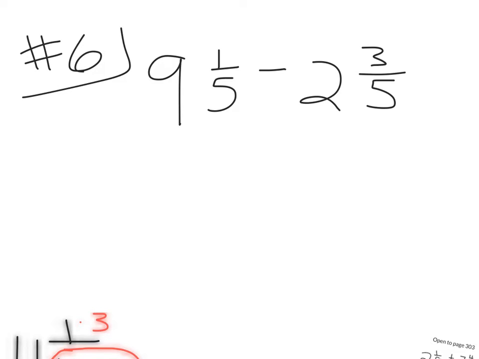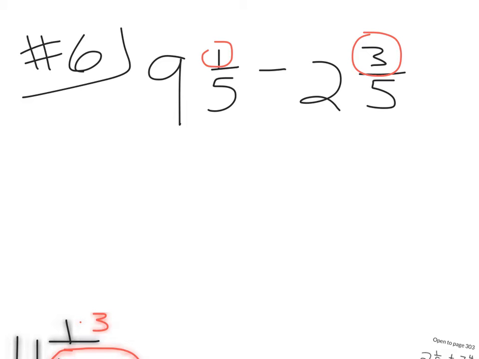So 9 1/5 minus 2 3/5. We do already have a common denominator. The problem is I can't do 1 take away 3, or I can, but I'd get a negative, and I don't want to have part of my number be positive, part of my number be negative. So what we're going to do, basically we're going to borrow, but it's not going to look exactly like borrowing in the regular fraction sense.